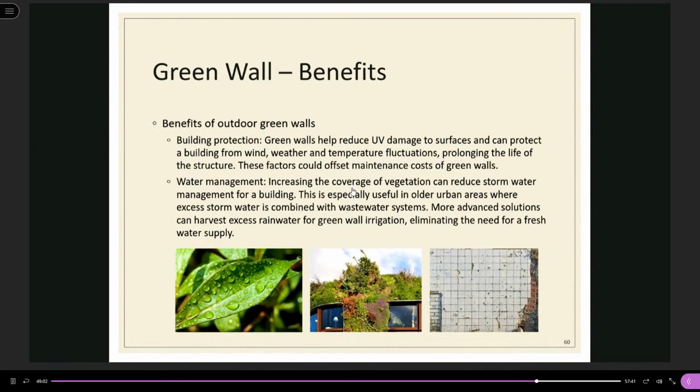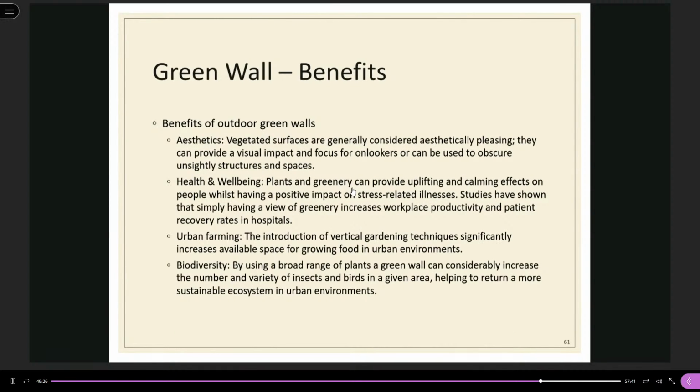More advanced solutions can harvest excess rainwater for green wall irrigation, eliminating the need for a freshwater supply. Okay, so we may use some system to collect the rainwater and then save the rainwater for irrigation. Then we don't need the freshwater supply from the town main. Some more advantages, so I think you can read it yourself.